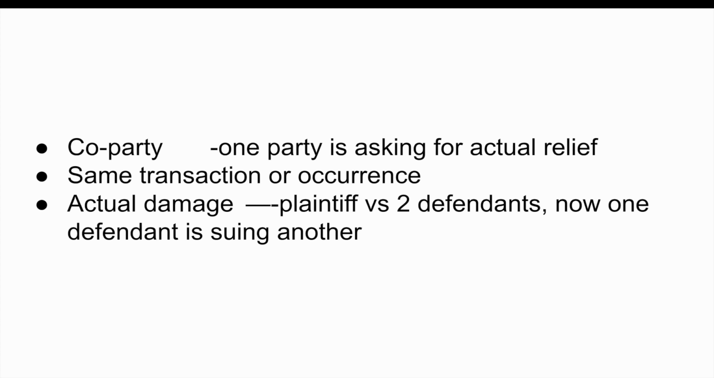En una coparte, una parte está pidiendo algún tipo de compensación, deviene de la misma transacción u ocurrencia y hay un daño real. El demandante en contra de los dos demandados y ahora un demandado está demandando al otro demandado. That's the cross claim. What is discoverable? ¿Qué puede ser sujeto a la prueba?